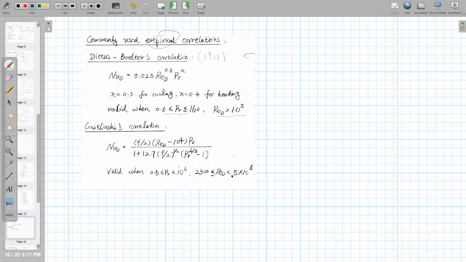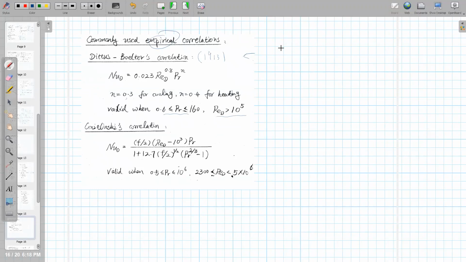Also, we have other correlations, like Gnielinski's correlation. The Nusselt number is a very complicated correlation with the friction factor, and after you know the friction factor, you can calculate the Nusselt number. And in the textbook, they also list many other empirical correlations for the turbulent Nusselt number for pipe flow.